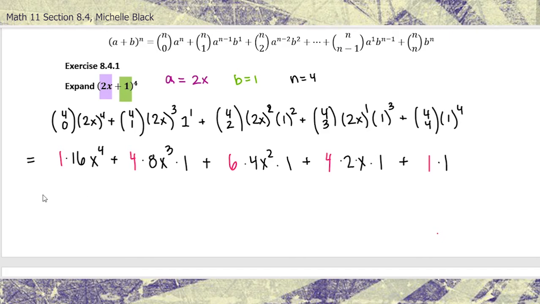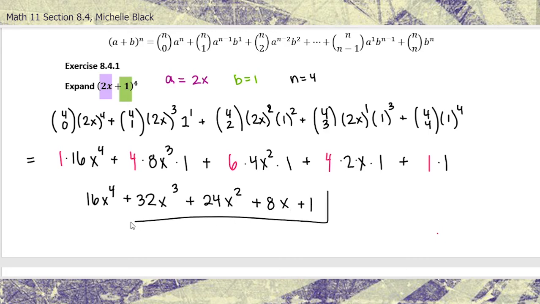And now we can simplify. So 1 times 16 is still just 16, x to the 4th. 4 times 8 times 1 is 32, x cubed. 6 times 4 is 24, x squared. I have that 1 as well. 4 times 2 times 1 is 8, x, and 1 times 1 is 1.